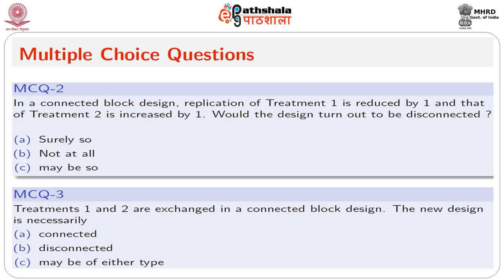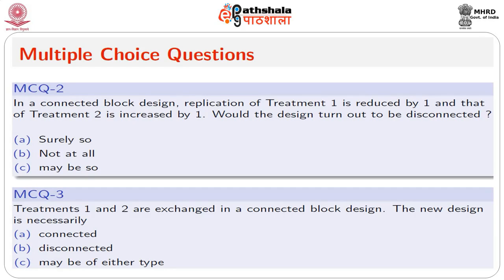Okay, so you are served with the connected block design. You don't know what is happening to that general connected block design. It has any arbitrary pattern. All you know is that the design is connected. Now suddenly for treatment number 1, you take out 1 and treatment number 2 you put 1. Now the question is whether the design is connected or not, and will it be necessarily disconnected? There are three interesting options. So what is the next one?